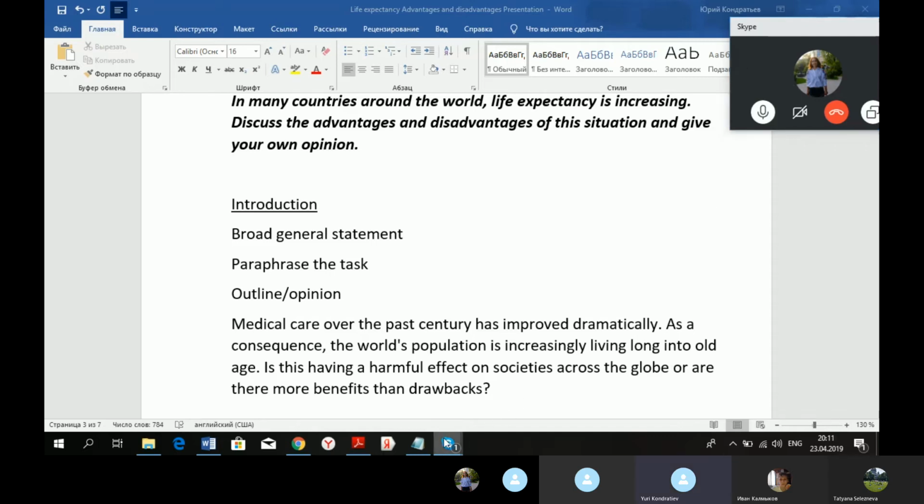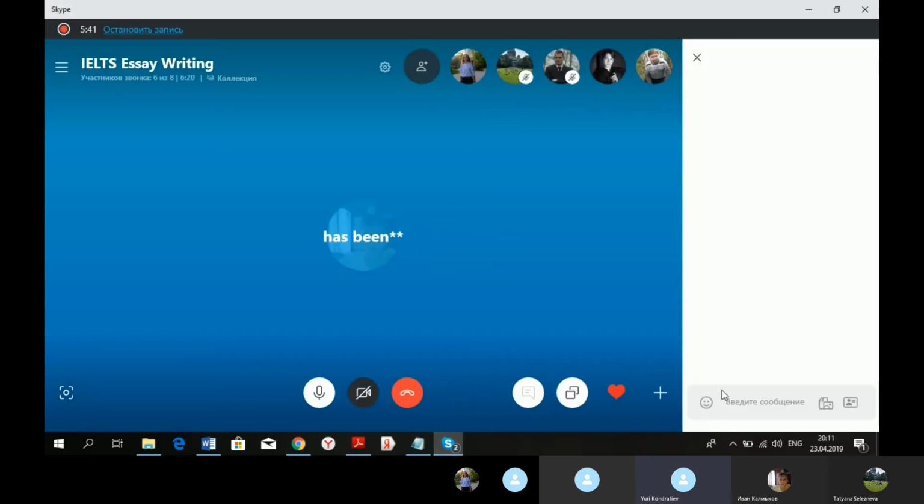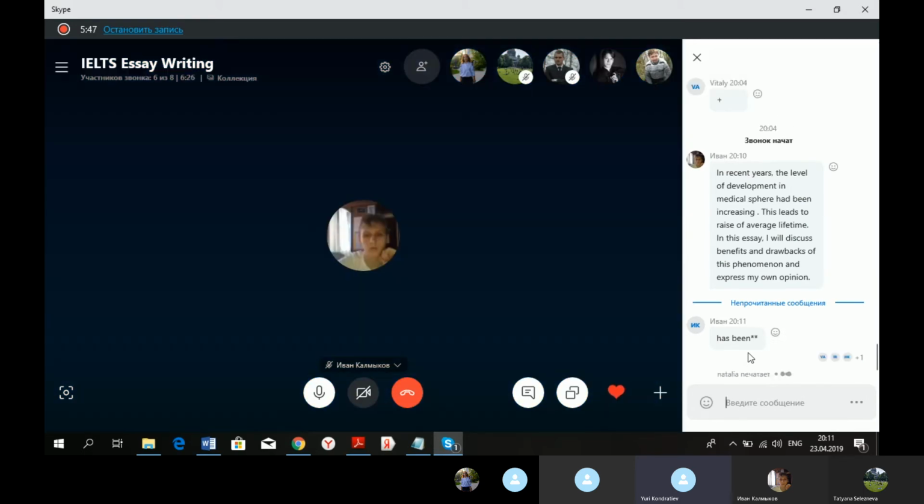Okay, so Ivan has written his variant. Let's have a look at it. So in recent years, the level of development in medical sphere has been increasing, or has increased. Okay, let it be. This leads to raise of average lifetime. Okay, there are two terms that are normally used. That's lifespan and life expectancy. Average lifetime is not a natural collocation in English.